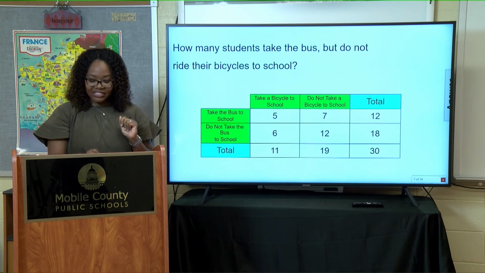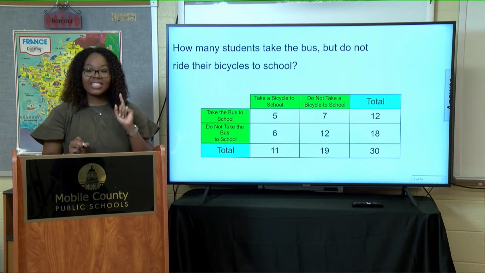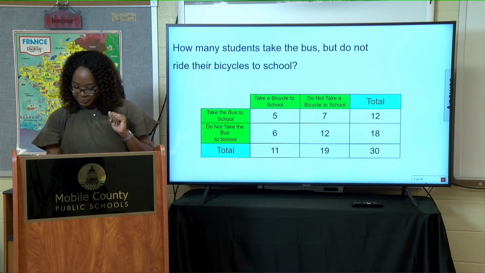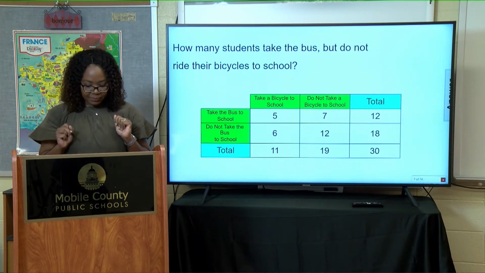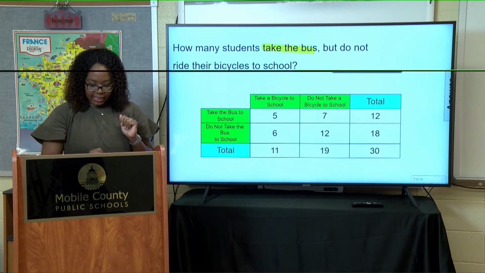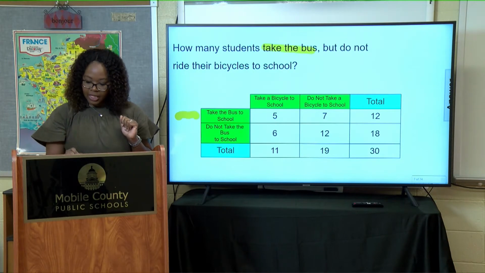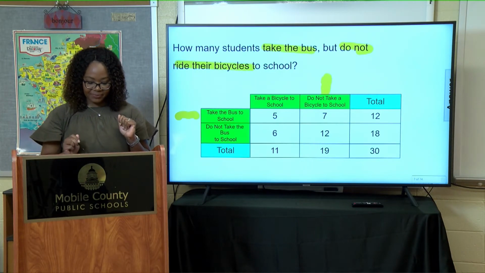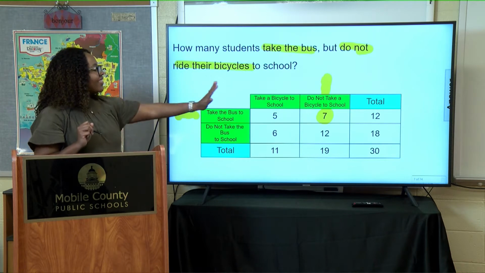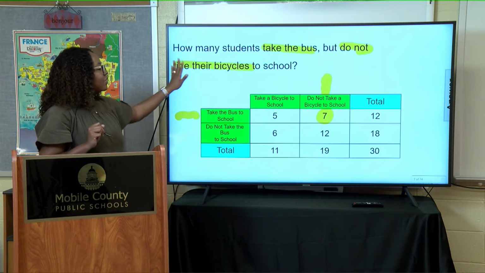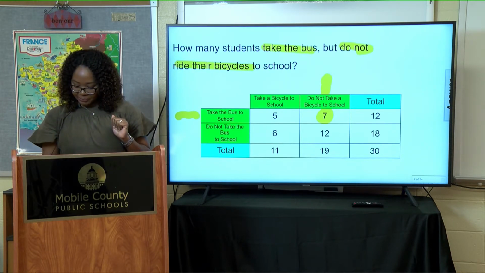Good. We're looking for students that take the bus and students that do not take the bus. So let's find where that information intersects in our table. Students that take the bus is here. Students that do not ride their bikes is here. Where is our intersection? Our intersection is at 7. So 7 students take the bus but do not ride their bicycles to school.